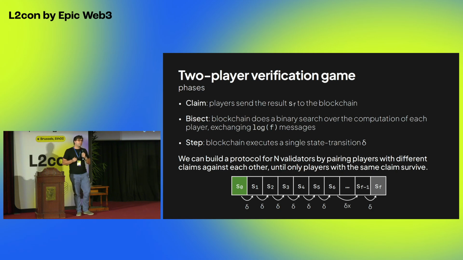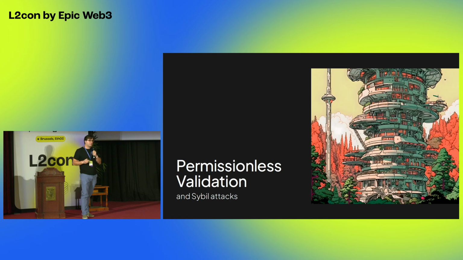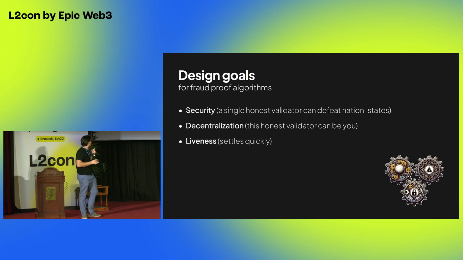Okay, so now that you know the essential part, let's talk about the problems of making that permissionless. We want three main goals: security, decentralization, and liveness. You can kind of see that it has some trilemma vibes, which isn't good news necessarily. So I'm going to dissect what those three criteria mean.